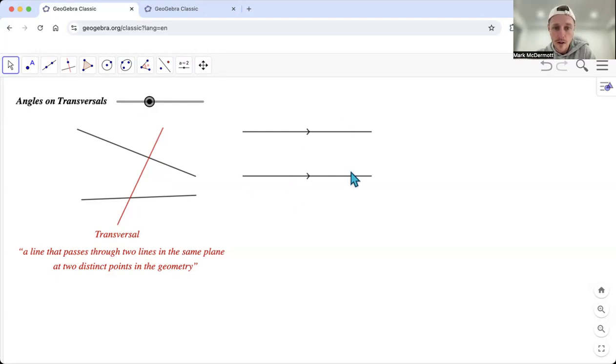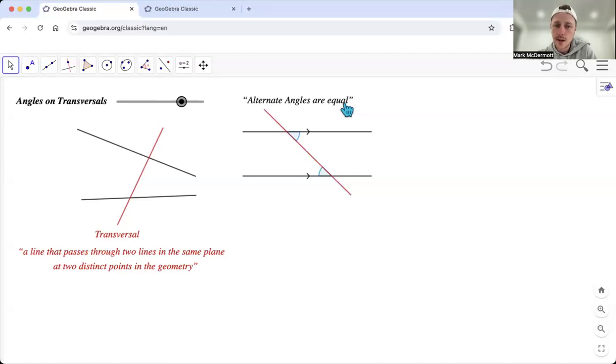When we have parallel lines, so these arrows indicate that these lines are parallel, and then we have a transversal on top of that, this red line, then we can say that this angle and this angle, you can see that they're on alternate sides of the transversal. So we call these alternate angles, and we can actually say that alternate angles are equal.